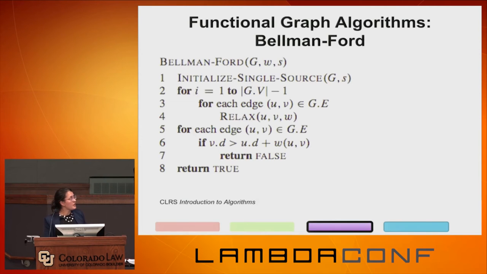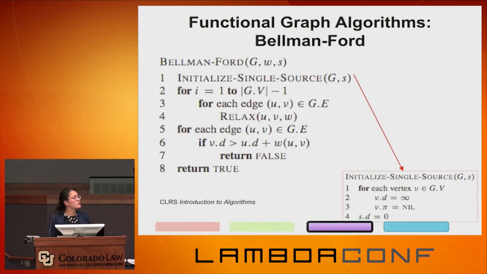So initialize single source tells us that for each vertex, we want to specify that the distance to it is right now infinity because we haven't computed anything. And then the parent pointer is nil. The parent pointer is the vertex that comes before the given vertex when you're finding the path. And now, for the start node, we'll initialize the distance to be zero because it's just the distance to itself.